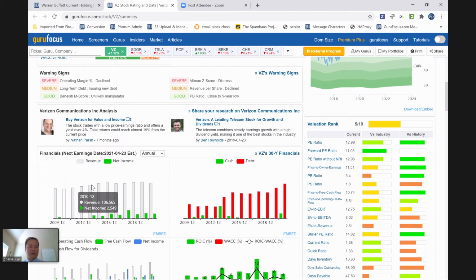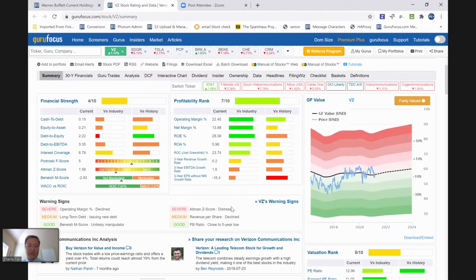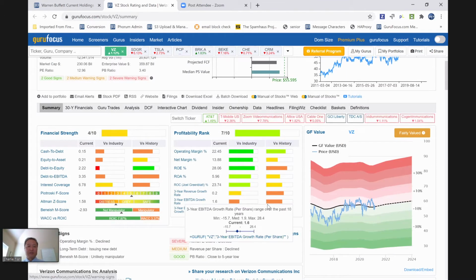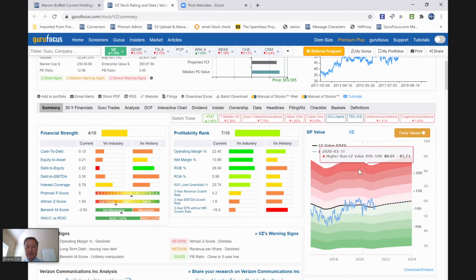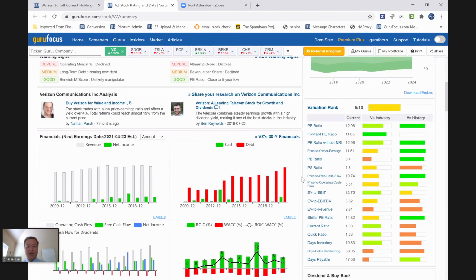You can see the revenue did not change much over the past few years. The earnings didn't change a lot either, but the valuation is really low. The valuation is really reasonable, as you can see from the Guru value chart here. And this is Warren Buffett's largest purchase.